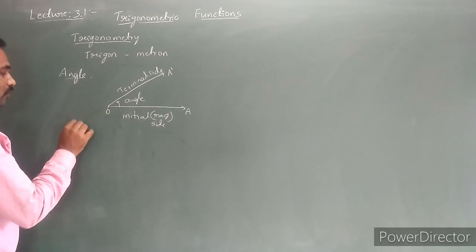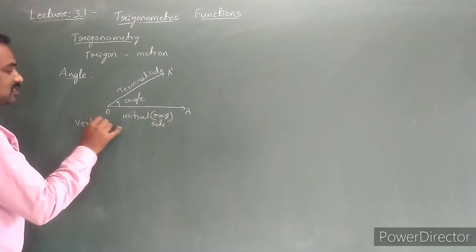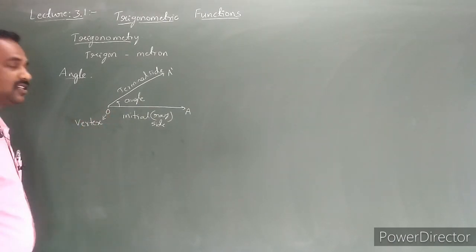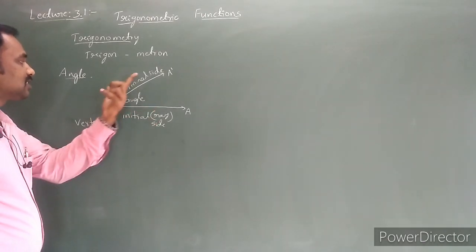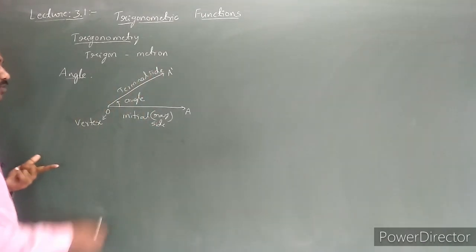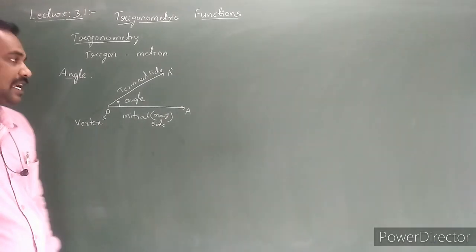This fixed point O is said to be the vertex. OA is the initial side and OA dash is the terminal side. This is nothing but an angle.